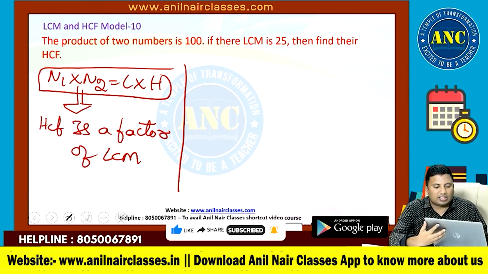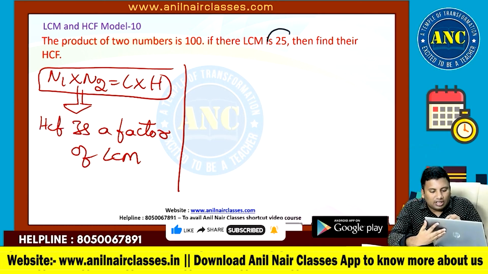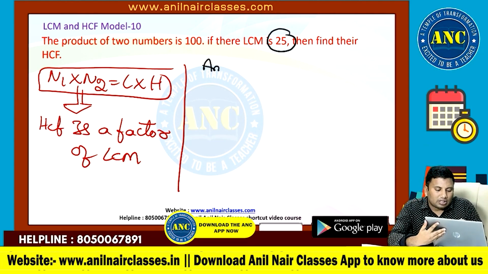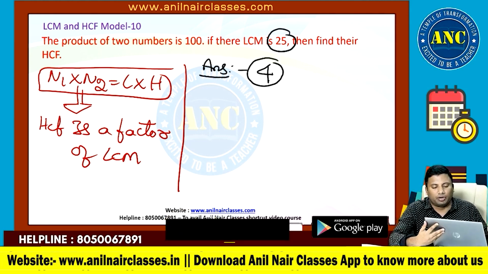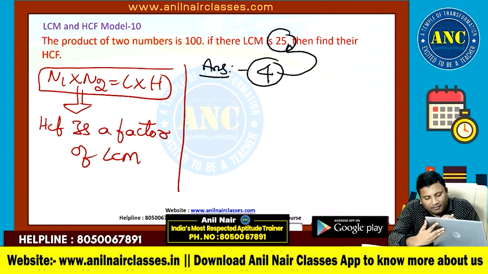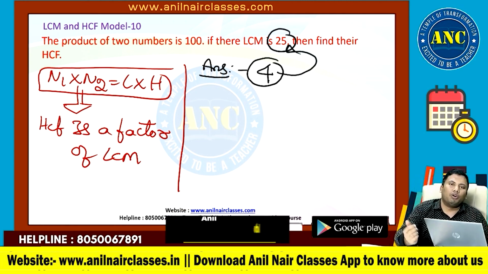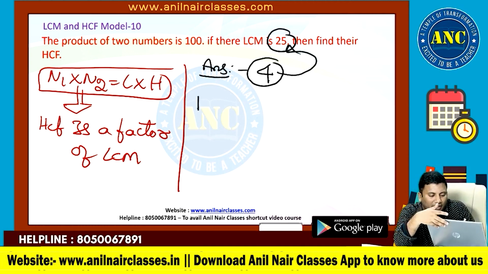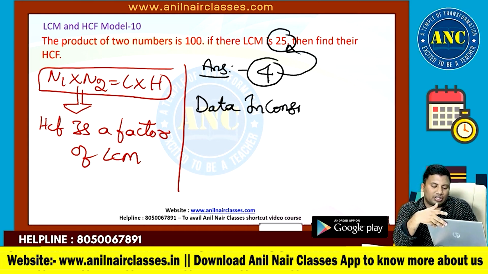Then what is the answer for this question? This is 25. Some students who are very poor in mathematics might say the answer is 4. But 4 is not a factor of 25. Answer for this question is data inconsistent.